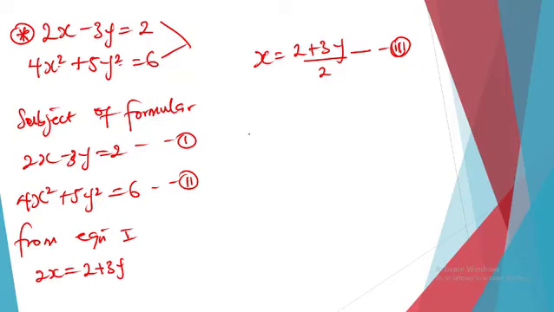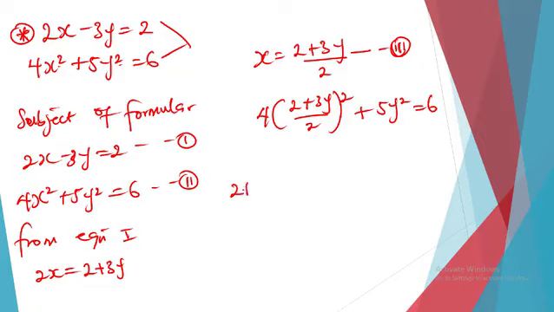So we have equation 2, 4x, and we have x to be 2 plus 3y all over 2. And remember, there is a square here, so we add squared, plus 5y squared equal to 6. So we then open this bracket. Opening this bracket, we have 2 plus 3y all over 2 into 2 plus 3y all over 2. Remember, because of this square here. Is that correct? So let us open it.